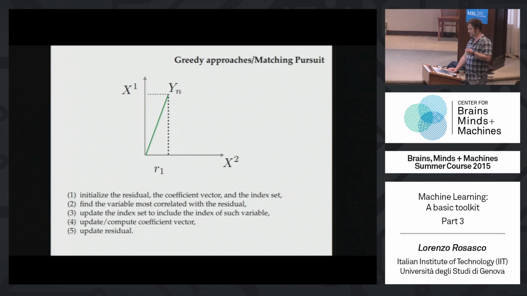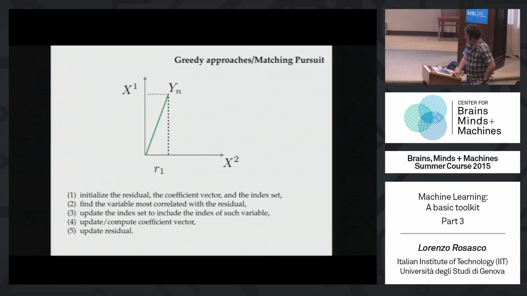So at the first round, the coefficient vector is going to be 0, the index set is going to be empty, and the residual at the first round is just going to be the output, okay, the output vector. Then you find the best single variable, and then you update the index set, so you add that variable to the index set to include such variables. You compute the coefficient vector, and then you update the residual, and then you start again, okay?